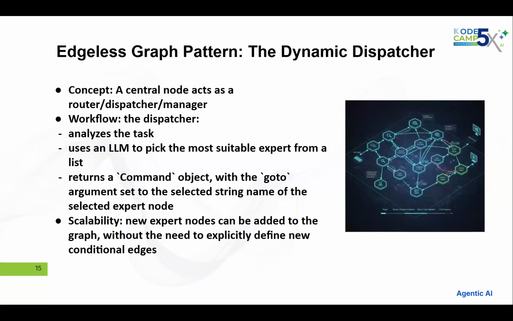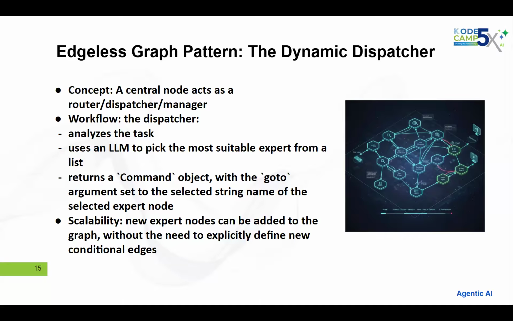Now, we'll look at some edgeless graph patterns. The one here is the dynamic dispatcher. The concept is that you have a central node which acts like a dispatcher, a manager, or a router, as the case may be. When the user provides a query, the dispatcher analyzes the task, figures out the intent and so on, and then decides on the most suitable expert from a list. So in the dynamic dispatcher pattern, there is a list of experts.